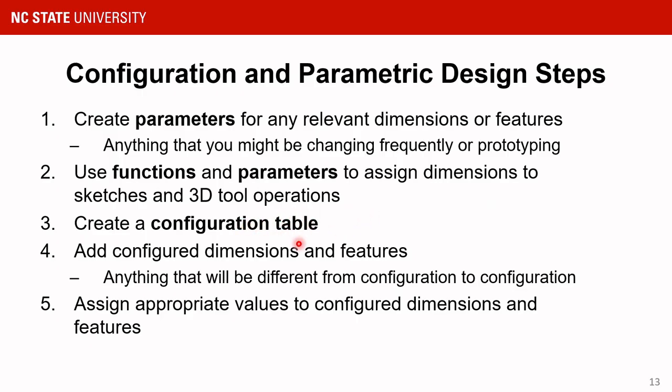Then we're going to create a configuration table if we have configurations. We're going to select which dimensions and features should be configured. And this is going to be anything that will be different from configuration to configuration, whether that's the length of an extrusion, the number of holes in something, or the length or distance of a dimension. And then finally, we need to assign the appropriate values to the configured dimensions and the features. Some of these may be functions or relationships that lead back to our original parameters that we created.